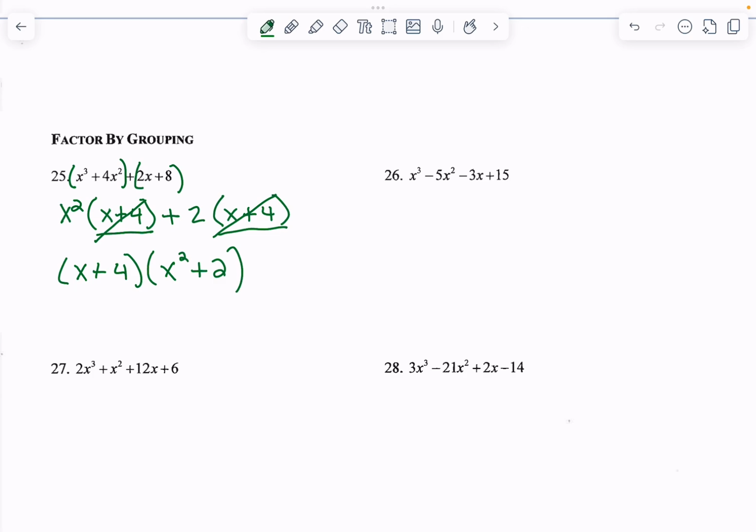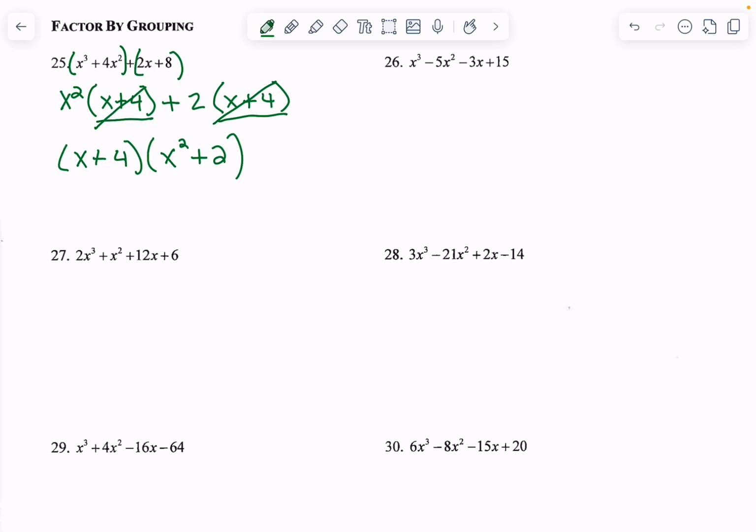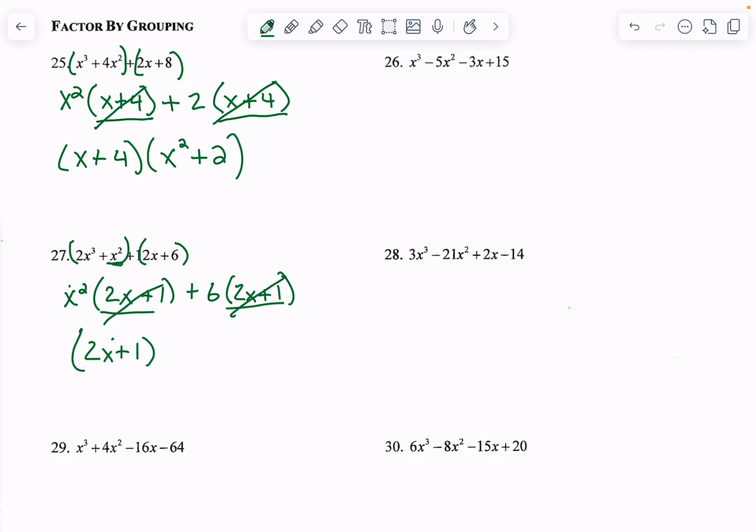Okay, I'm going to go down this column right here. Again, we could put these two together and these two together. When you see 4, this is really what you should be thinking. This one has a common factor of x squared. So we have 2x plus 1. Plus, we have a common factor of 6 on this side. And this would be 2x plus 1. Again, these two are common, so they make up one factor, 2x plus 1. And then what's left over we add together, x squared plus 6.